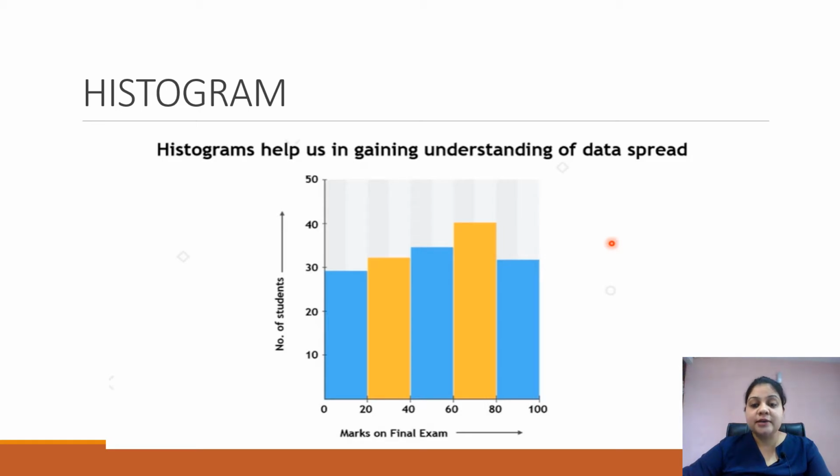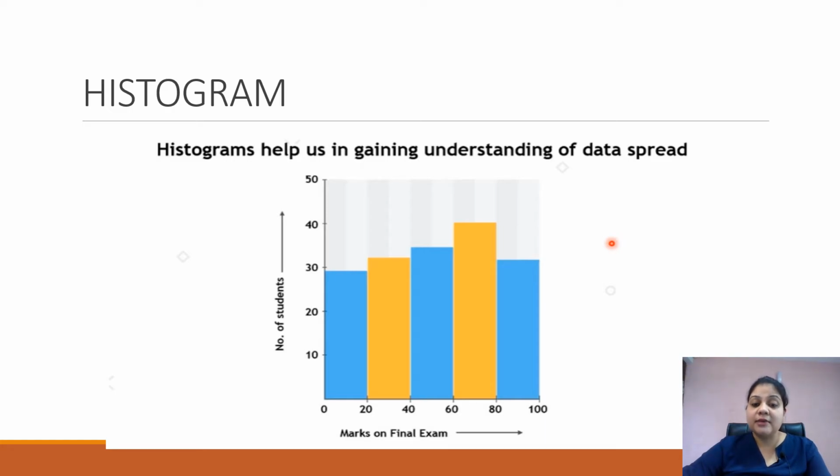Histograms are a bar-shaped graph structure which gives us a clearer understanding of the spread of the data. For example, if we want to plot the marks of the students in the final exam and know how many students have attained marks in different ranges, that is from 0 to 20, 20 to 40, 40 to 60 and so on.